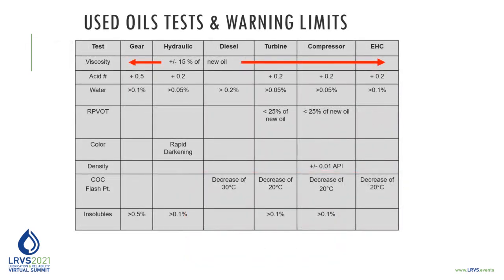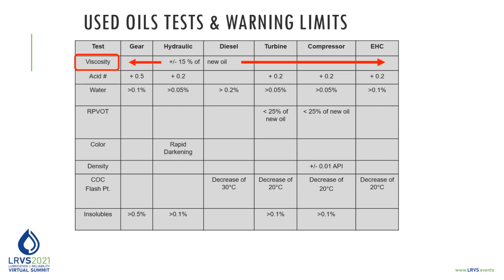Here's an example of a generic used oil warning limit table. This is just giving you an idea of what something like this would look like. And quite frankly, this is really generic. You should really establish your own warning limit tables according to your asset, your environment, and your application. In this case, we look at various types of things like gears, hydraulics, all the way through to EHCs, and the various tests of viscosity.